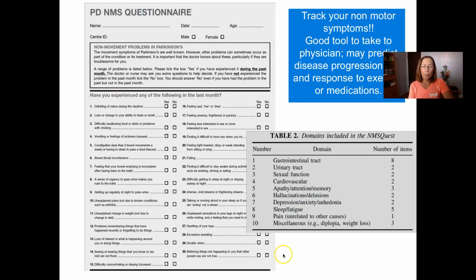And whether you have 5 of these or 15 of them, you need to track these symptoms, be aware of them, talk to your doctor about them, get referrals. There are community resources. There are pelvic floor therapists that can help with urinary issues and bowel and bladder and constipation. And there's acupuncture. There's lots of different things out there.